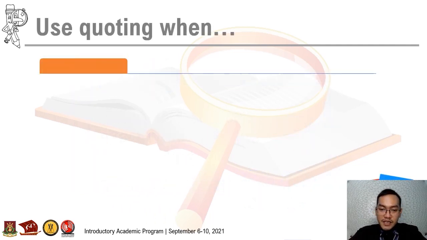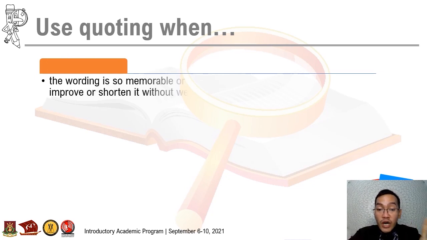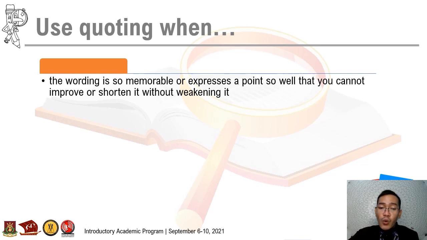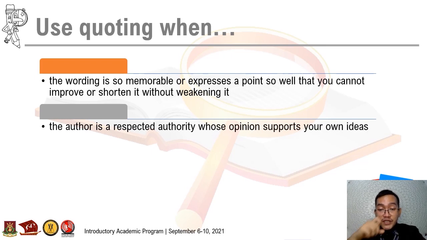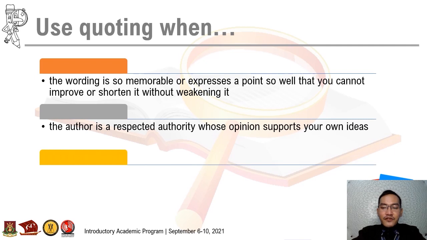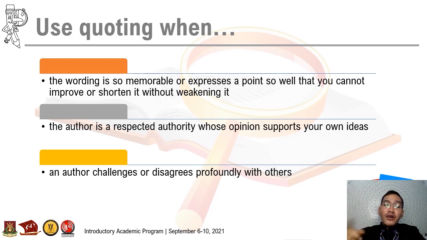for the following reasons. So we quote because the wording is so memorable or expresses a point so well that you cannot improve or shorten it without weakening it. So i-quote mo siya because the statement is so impactful, no? So memorable, na kapag i-paraphrase mo or i-revise mo, mawawala yung impact niya. No? So that's the first reason. Second is the author is a respected authority whose opinion supports your own ideas. Okay? And finally, we quote a statement stated by an author who challenges or disagrees profoundly with others.